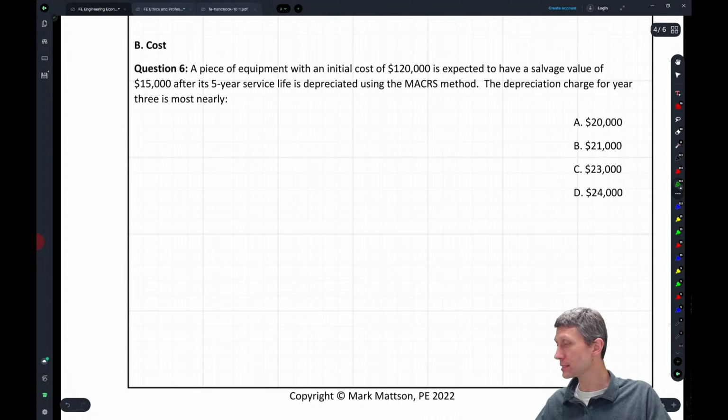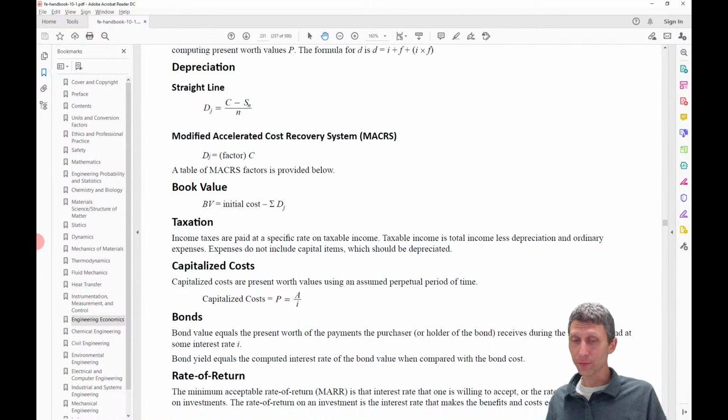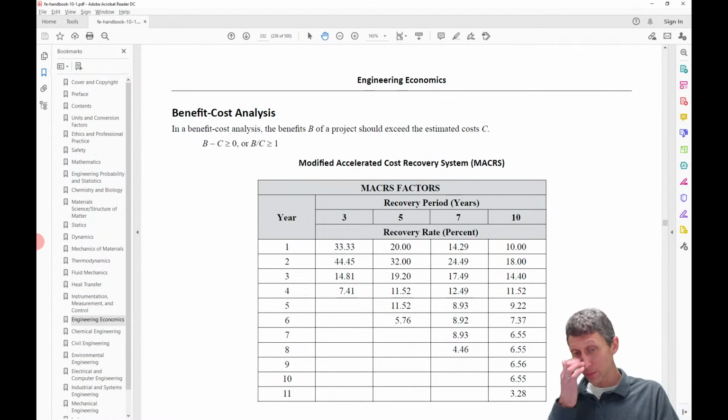MACRS is a system that's used by the IRS to account for and recover the costs based on depreciation. And if we come down here, we can basically have a MACRS factor, and we can look, and there's a recovery period of 5 years. We come to year 3, and you'll see for year 2 we have 32% recovery. Year 1 we have 20% recovery. Why is that? Does anybody have any clue why we start in year 1 with less recovery than year 2? That doesn't make sense. When you first drive that car off the lot, it should drop more, shouldn't it?